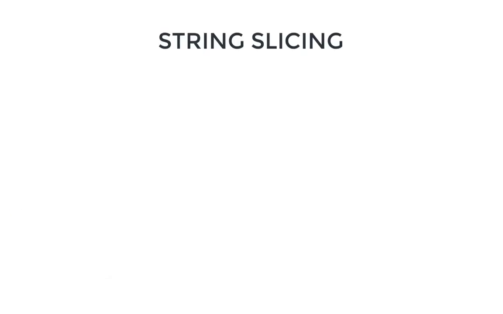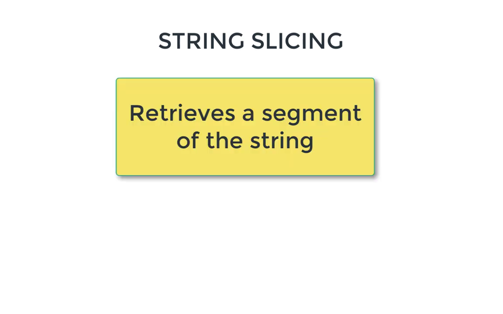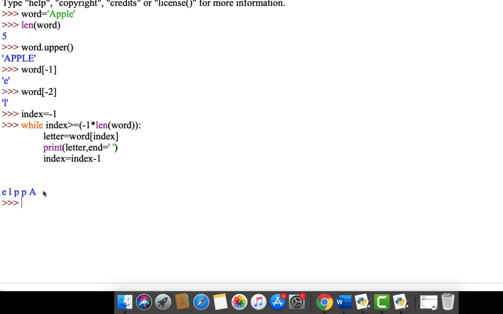String slicing is an interesting way of manipulation that retrieves a segment of a string. For instance, to print the first 3 letters of apple, we give word within square bracket :3. Here, we have omitted the first index before the colon as the slicing starts at the beginning of the string. So, we get the answer as APP.